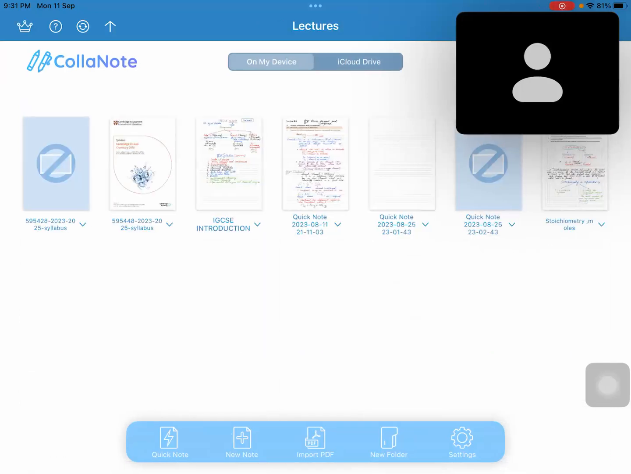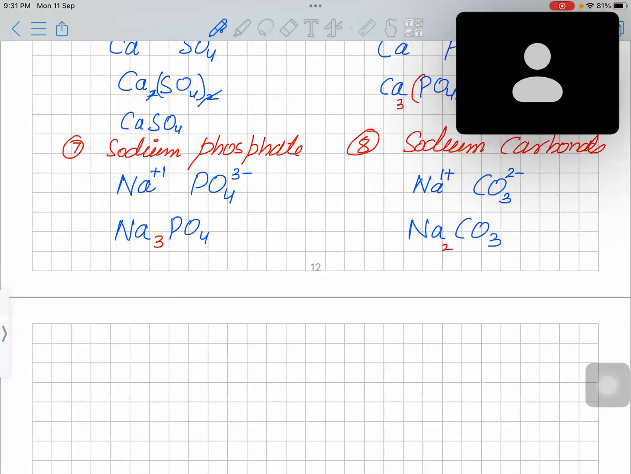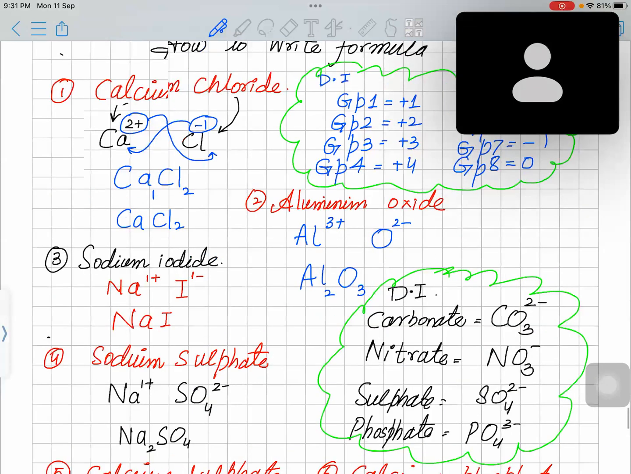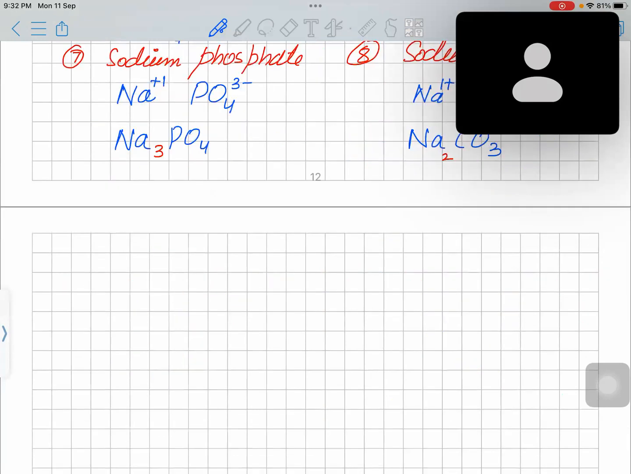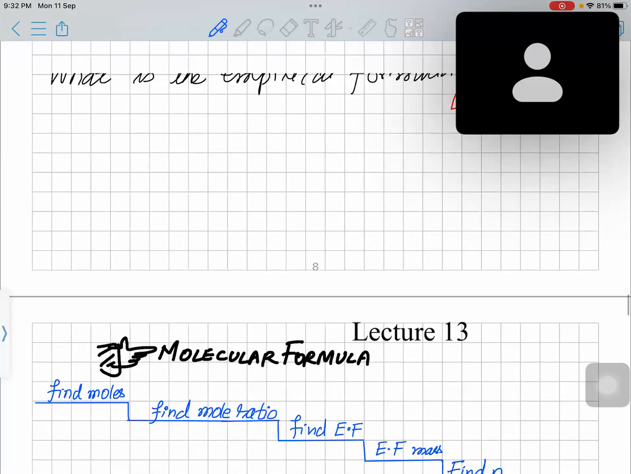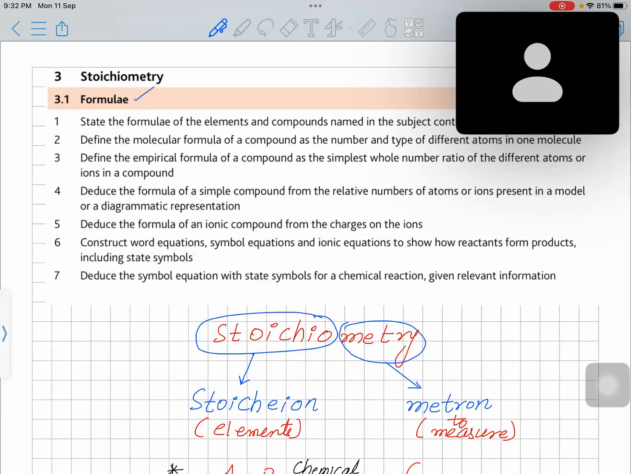Yes sir. हमने स्टार्ट किया था, we have started stoichiometry, right? How to write formula, हमने कर लिया था, ठीक है? Empirical and molecular formula also, right?